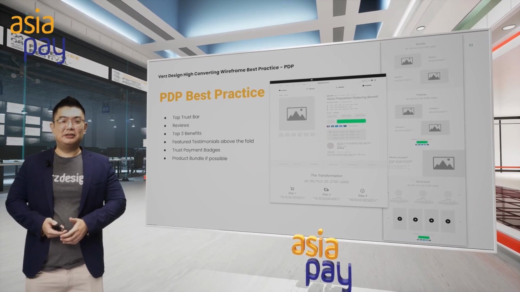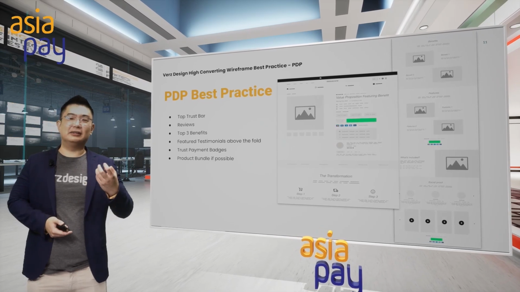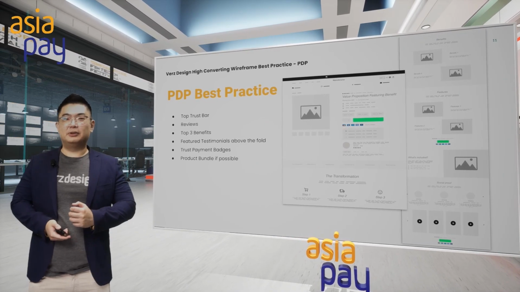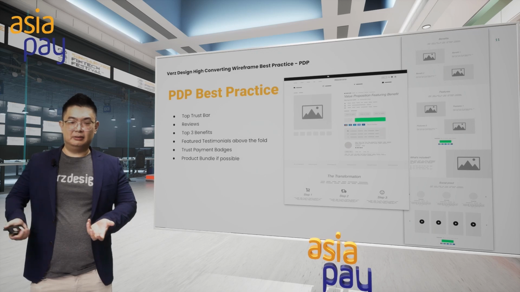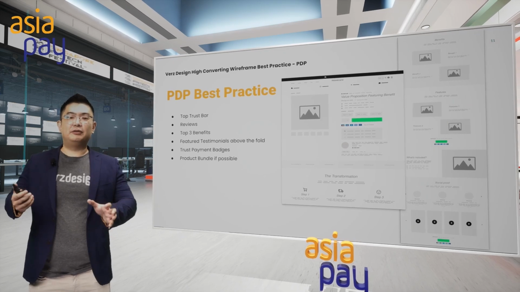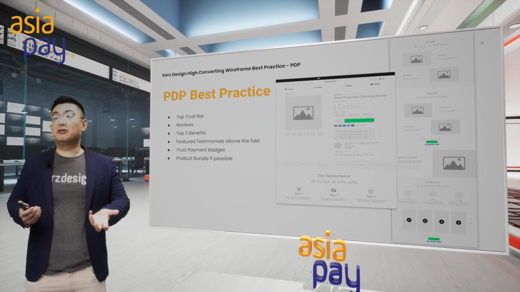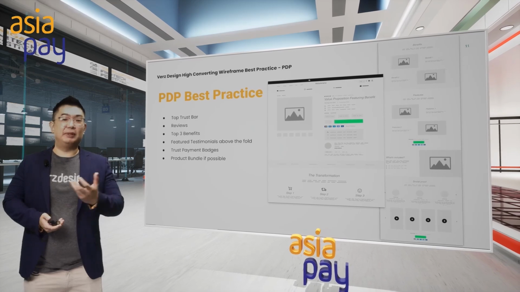Last but not least, you don't want to have too many confusing buttons on the product detail page. For example, like add to cart or schedule an appointment, and you have 2 conflicting CTAs, or we call it the call to action. You just have only one, which is maybe add to cart.